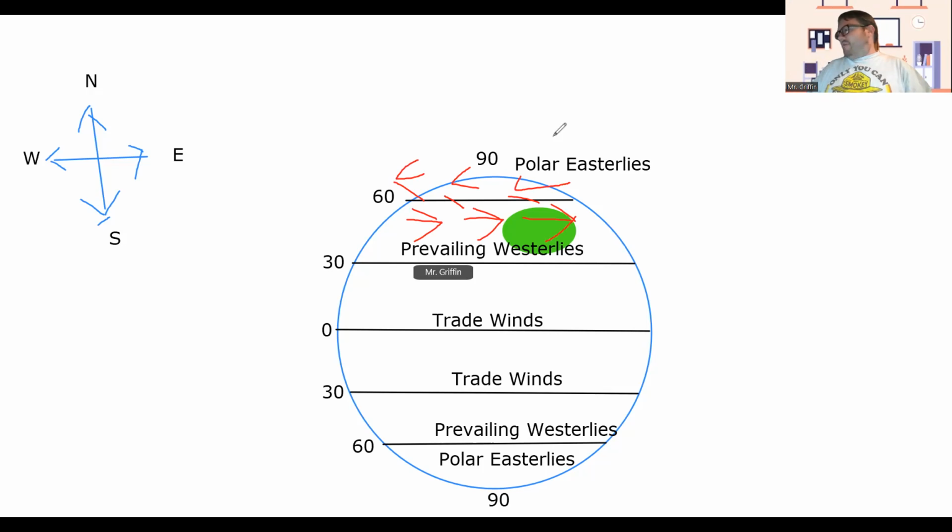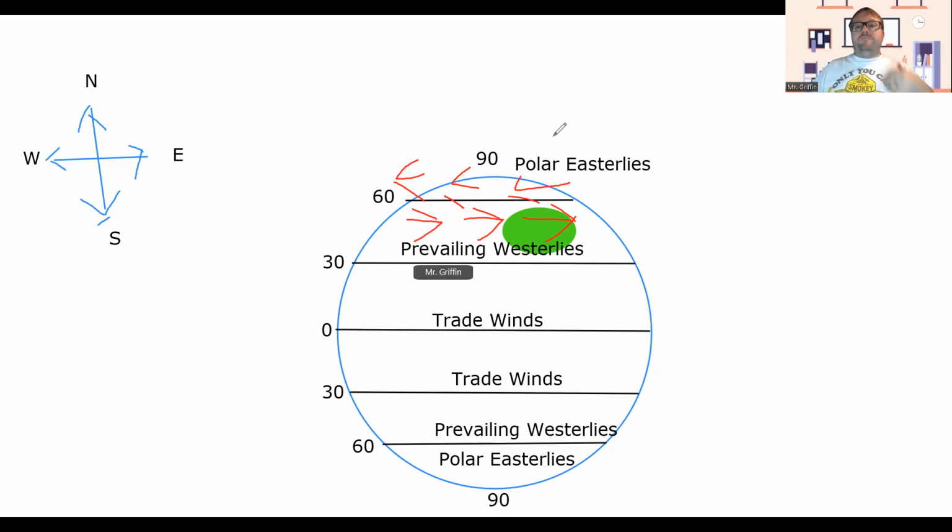Now, the trade winds have a couple of different names. They're primarily called the trade winds because back in the 1800s, when we didn't have motors on boats, they used sails. And the sails are what carried goods on boats from Europe and Africa over into North America and South America. So they would use the trade winds to get them there. That's why they call them the trade winds, because all the trade went that way.